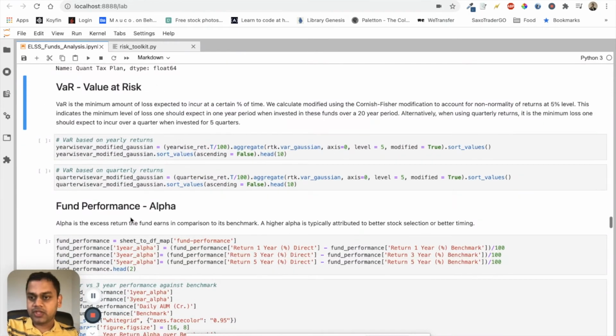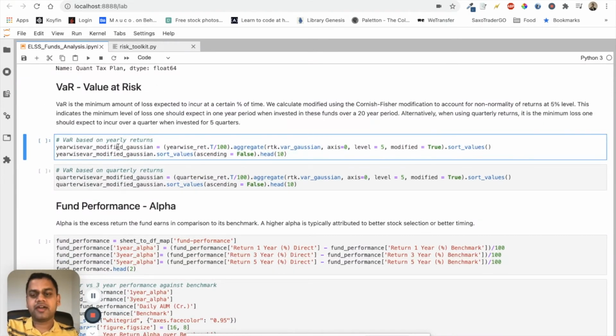I think this is the final risk measure, which is value at risk. Value at risk is the minimum amount of loss you should expect when you invest in one of these funds and stay invested for a certain period of time. So we take level 5, which is 5%. What is the minimum loss that you should expect 5% of the time? So that means that 5% over a period of 20 years would be 1 year. And what this value at risk tells you is the percentage loss you should expect in any given 1 year period over that 20 years.